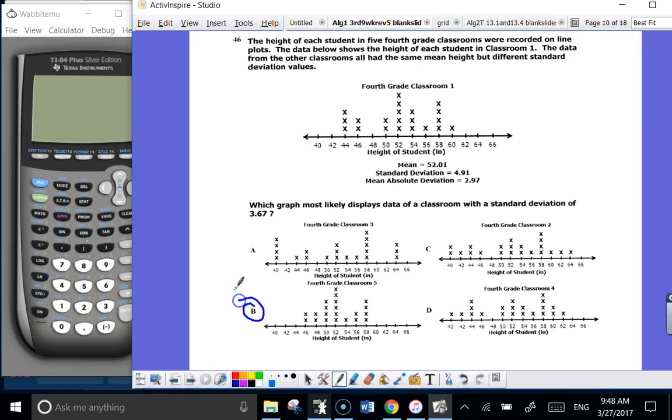You don't have to calculate. It's more just understanding that these things are measures of spread. How spread out is the data when you look at it?